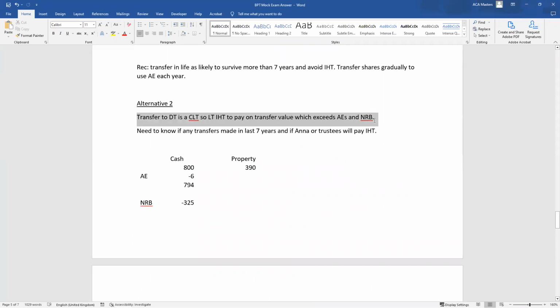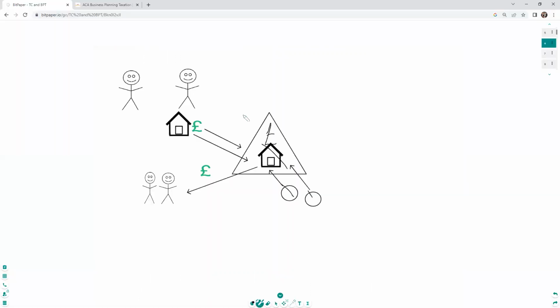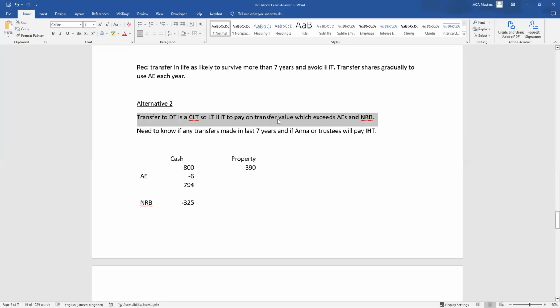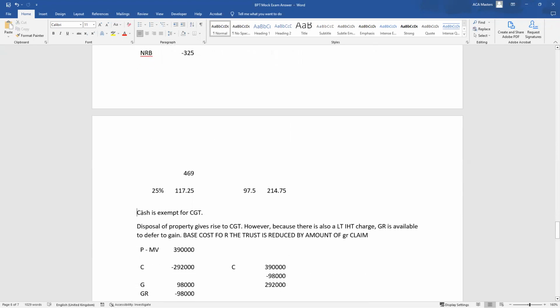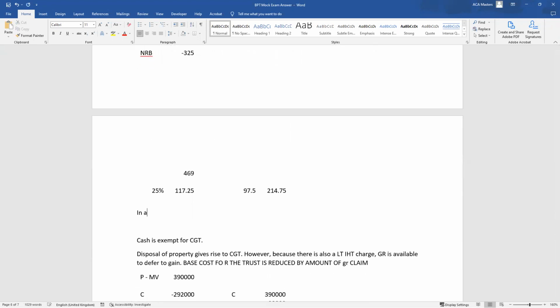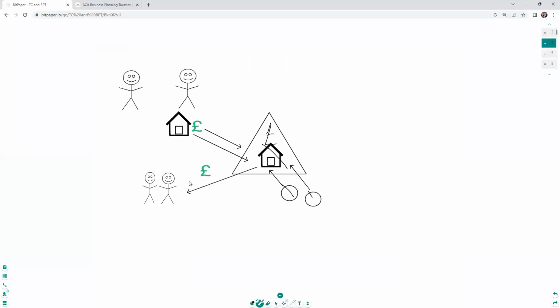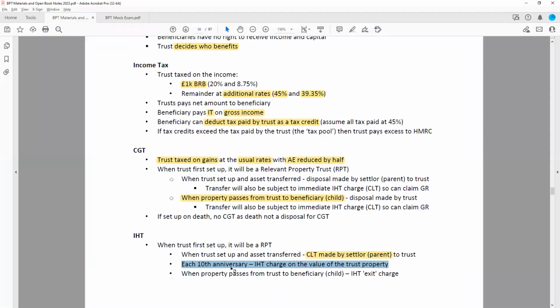So the transfer to the discretionary trust, when the parent transfers it into the trust, that would be a CLT. And we calculated that CLT, but we could have mentioned here as well. So you could say, in addition, every 10 years, there will be an IHT charge. So we said there was loads of IHT when it was transferred in the first place, and then every 10 years there is.